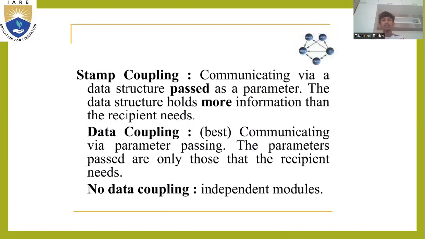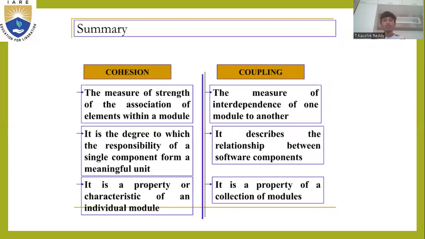You can see stamp coupling communicates via a data structure passed as a parameter. The data structure holds more information than the recipient needs. Data coupling, the best, communicates via parameter passing. The parameters passed are only those that the recipient needs. No data coupling: independent modules. So I have already summarized the difference between cohesion and coupling.